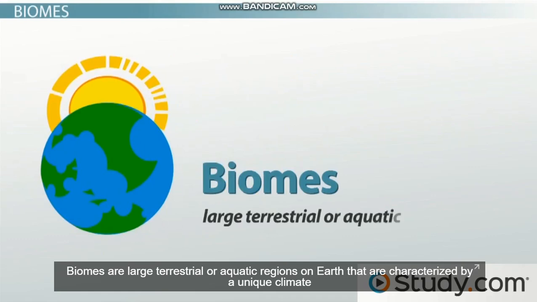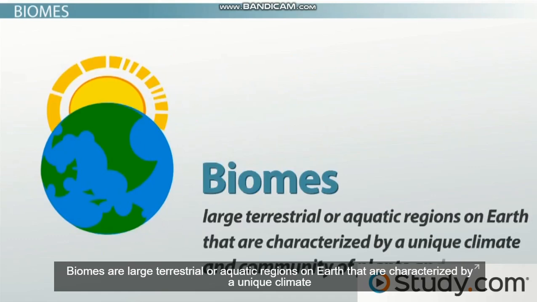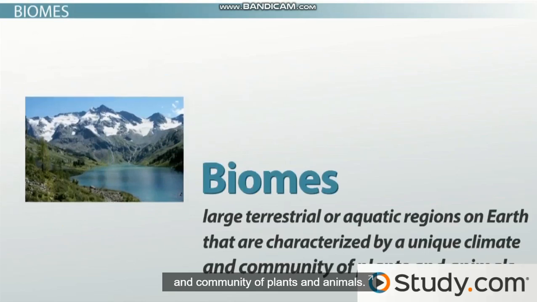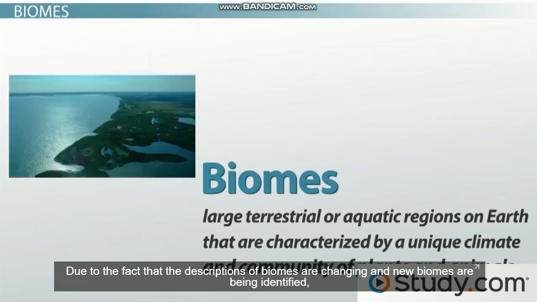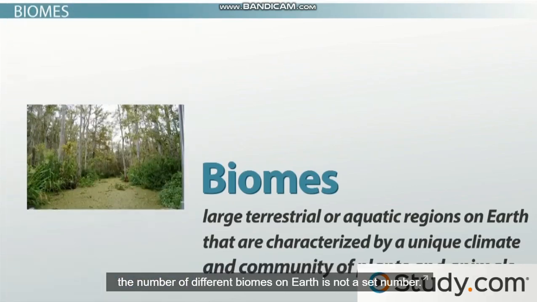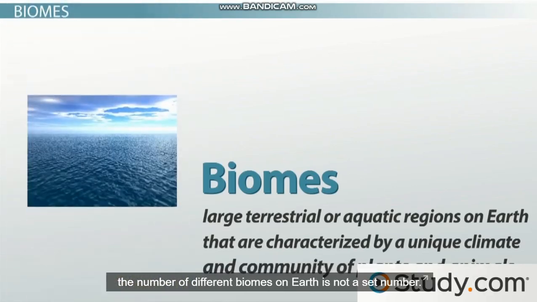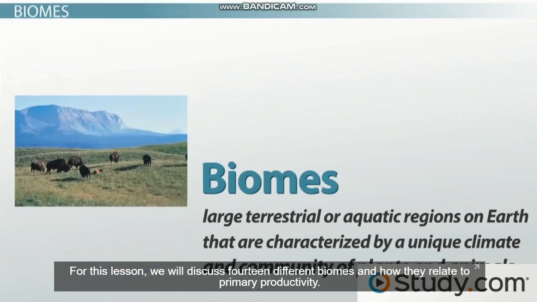Biomes are large terrestrial or aquatic regions on Earth that are characterized by a unique climate and community of plants and animals. Due to the fact that the descriptions of biomes are changing and new biomes are being identified, the number of different biomes on Earth is not a set number. For this lesson, we will discuss 14 different biomes and how they relate to primary productivity.